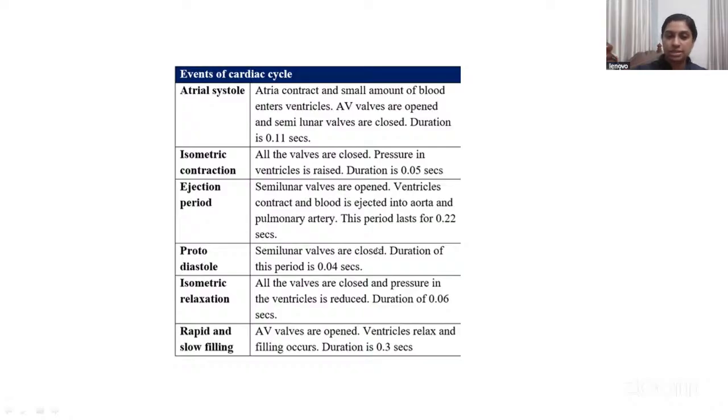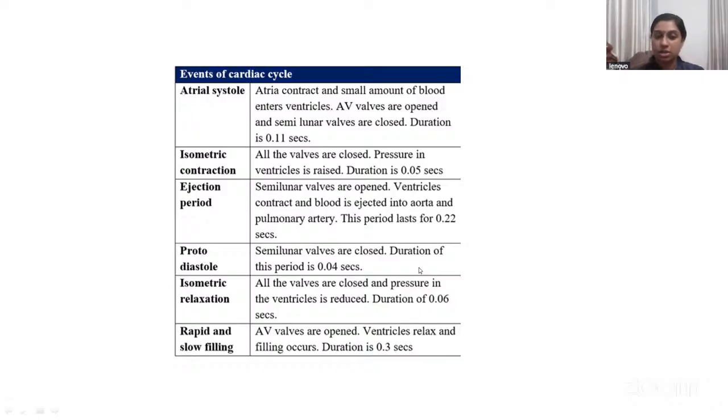Next is the protodiastole. That is, the semilunar valves are closed. After flowing into the aorta and the pulmonary artery, the semilunar valves are closed. Why? In order to prevent the backflow. So that's what we call protodiastole. And the duration of this period is about 0.04 seconds.